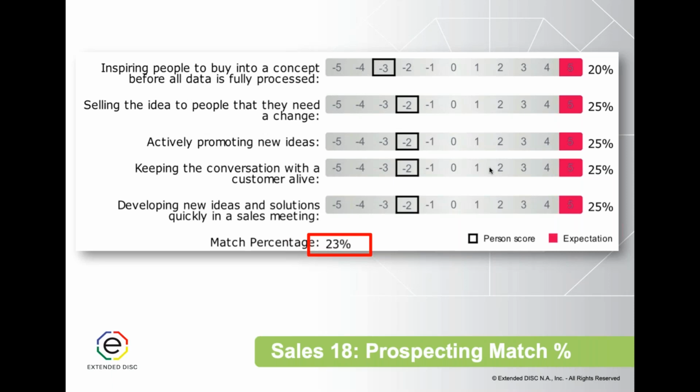They really need to modify their behavior. They need to spend energy to make those behavioral adjustments in order to succeed in prospecting. It doesn't mean that he or she cannot be successful at it, but we do know it's going to take conscious effort, concentration, and energy to make that happen.